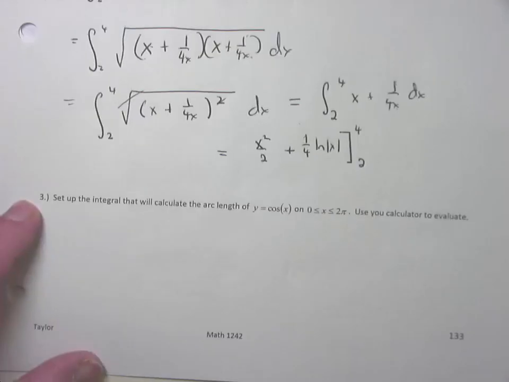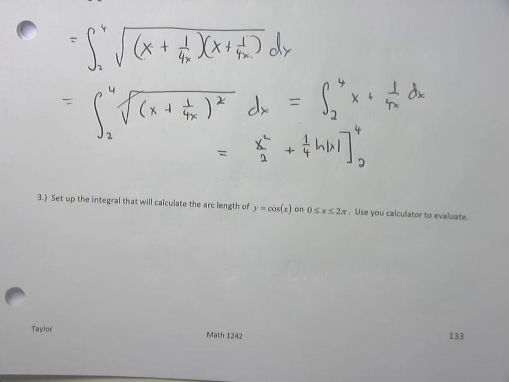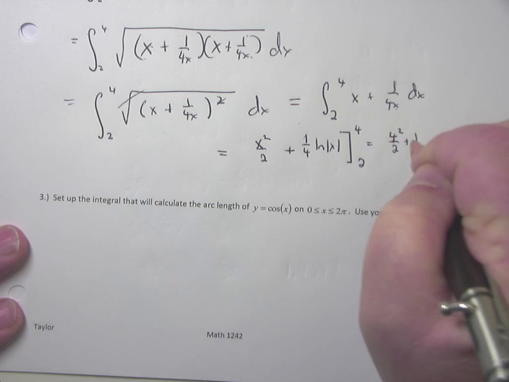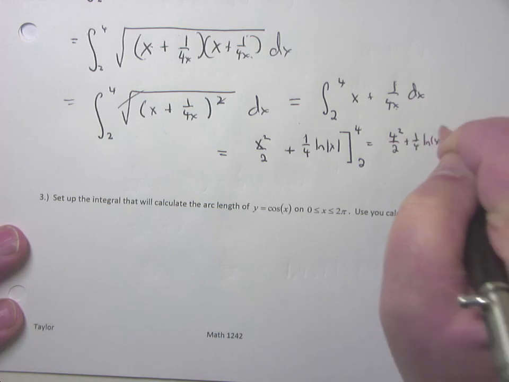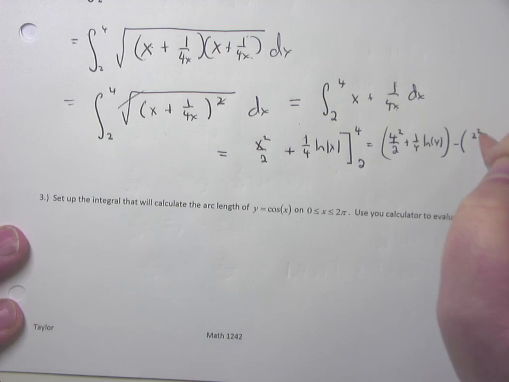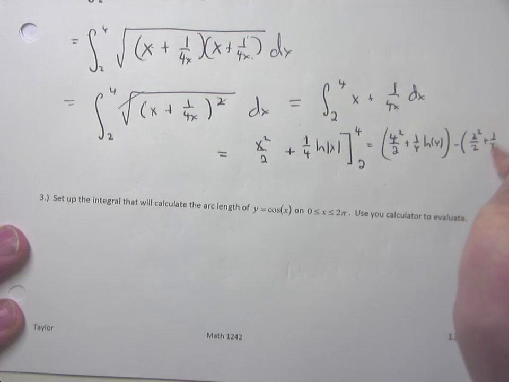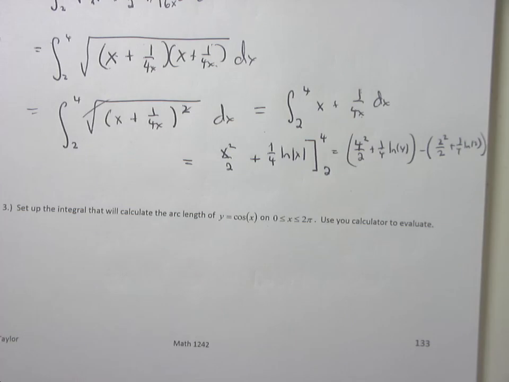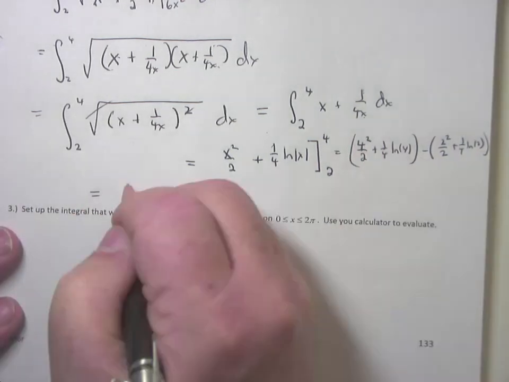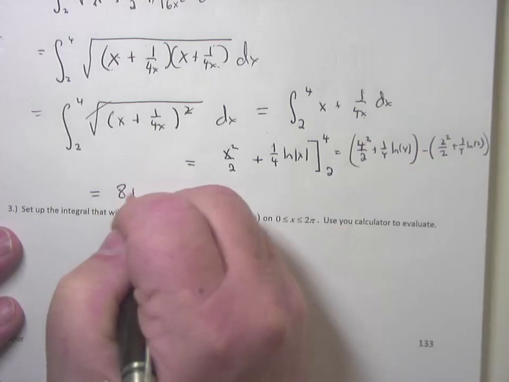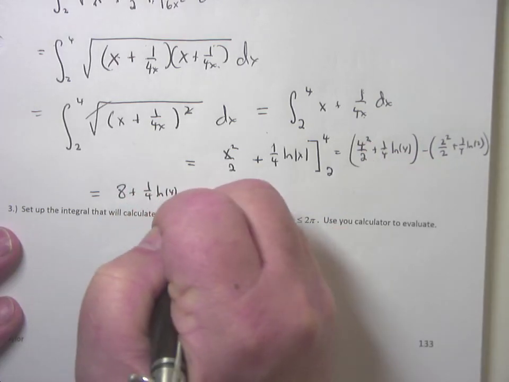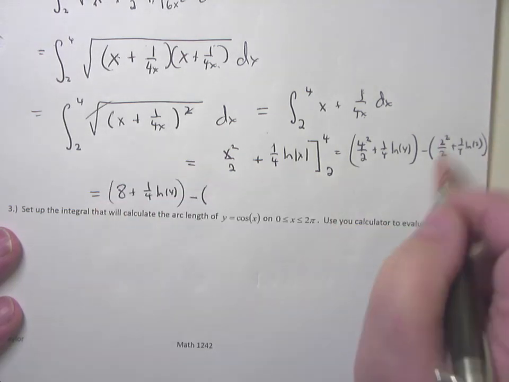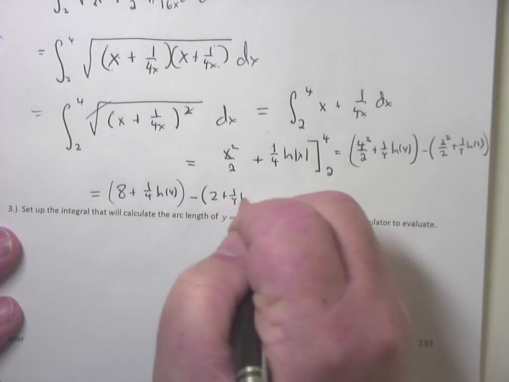So, according to the fundamental theorem of calculus, we plug in the top minus plug in the bottom. This will be equal to 4 squared divided by 2 plus 1/4 the natural log of 4, minus 2 squared divided by 2 plus 1/4 the natural log of 2. Again, I don't say the answer is going to be nice, but you can at least clean this up. 4 squared is 16, 16 divided by 2 is 8, plus 1/4 the natural log of 4, minus 2 squared is 4, divided by 2 is 2, plus 1/4 the natural log of 2.